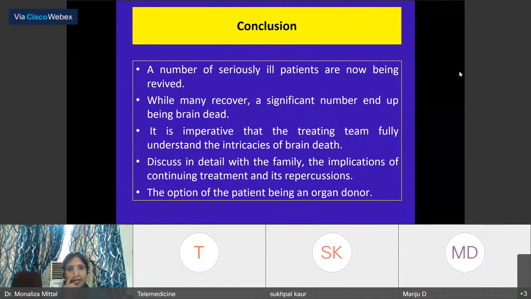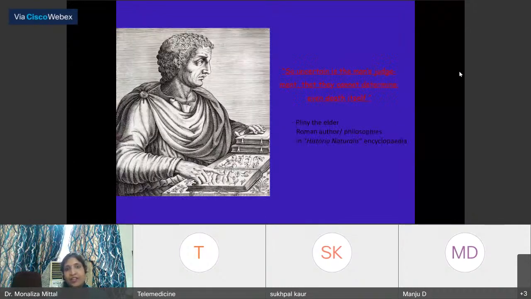To conclude, a number of seriously ill patients are now being revived because we have very good ICU facilities available nowadays. Many of them recover, and a significant number end up being brain dead. It is imperative that the treating team fully understand the intricacies of brain death, so that they can discuss in detail with the family the implications of continuing treatment and its repercussions, and the option of the patient being an organ donor can also be explored. So I would like to end my presentation.